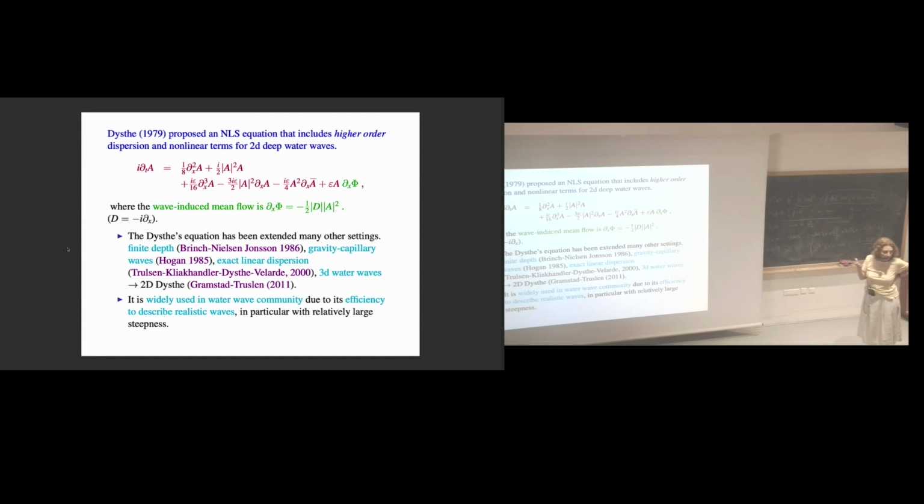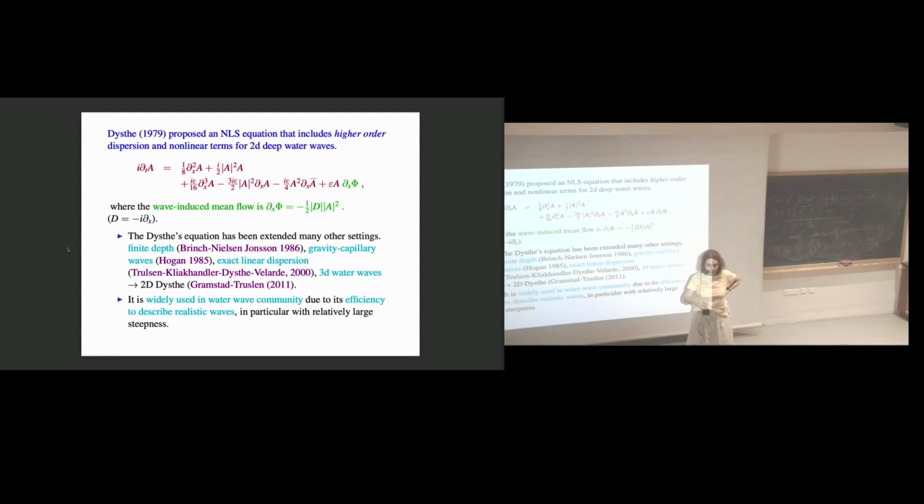It does not deal with the same quantity, so it might not be surprising that it has an extra term. Well, whatever. But you see, what is important is this term which is non-local. And this is the signature. People call it the signature of the Dist equation, because it is non-local.